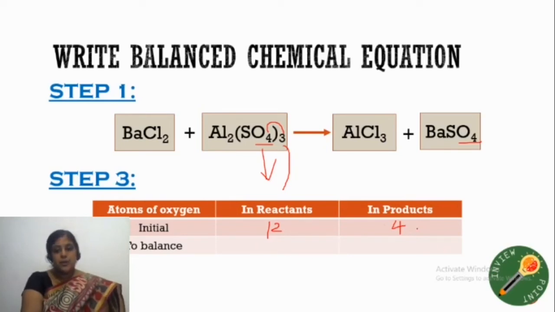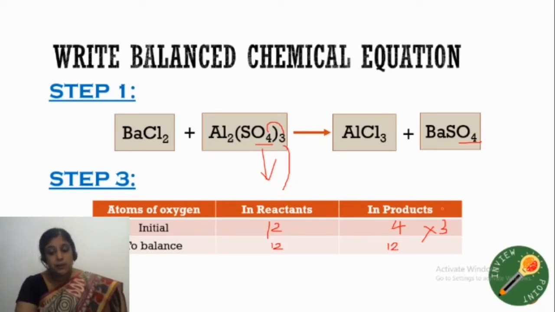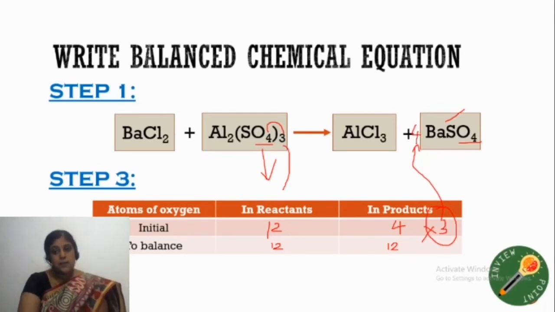So how will we make it equal? Multiply the 4 with 3. Now in the reactant side the number of oxygen atoms is 12, and in the product side also the number of oxygen atoms is 12. So here we are multiplying the product side with a value 3, right? See here, we are considering the oxygen atom. The oxygen atom in the product side is in the form of BaSO4, right? So here, write the value 3, the multiplication factor, outside the box containing the oxygen element.